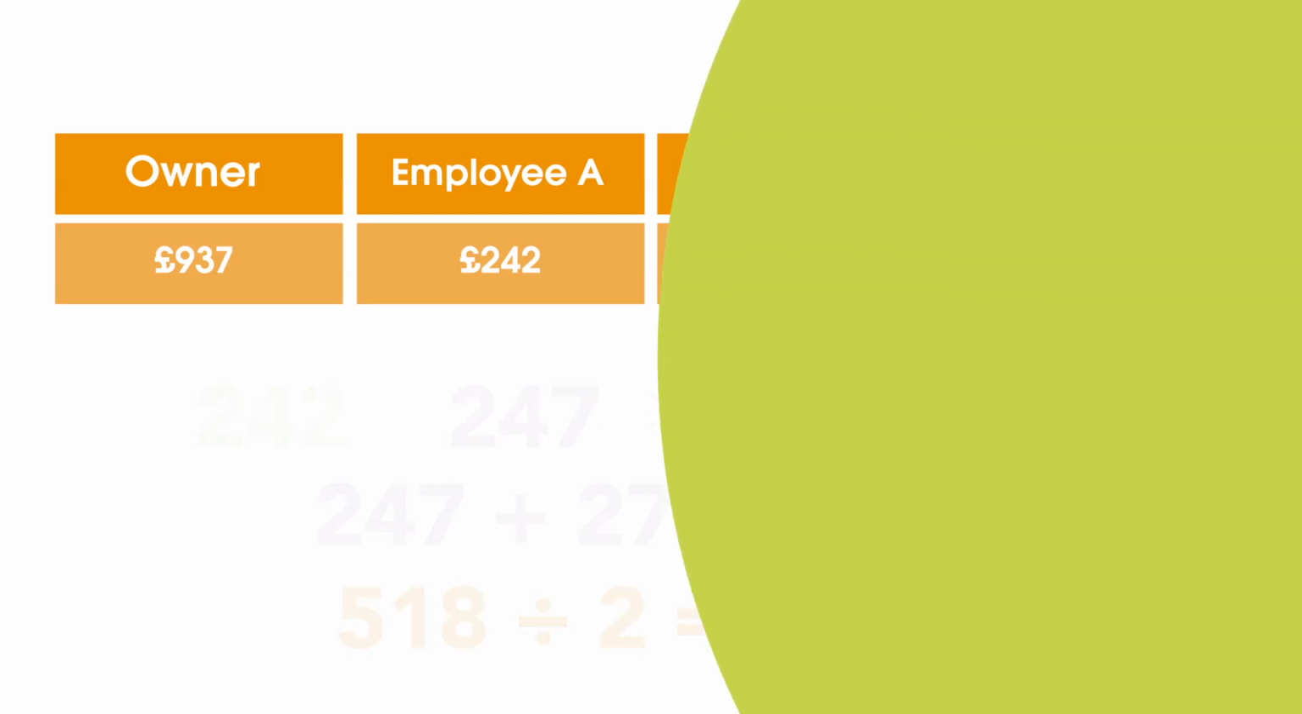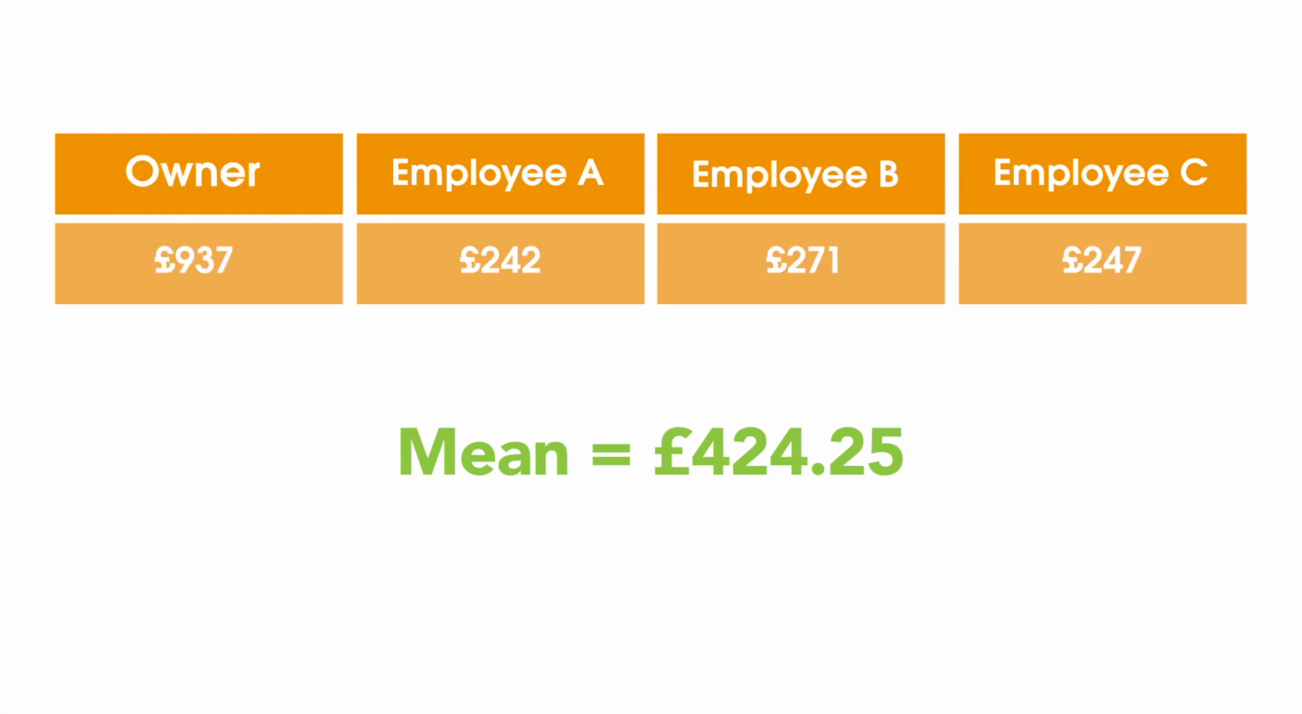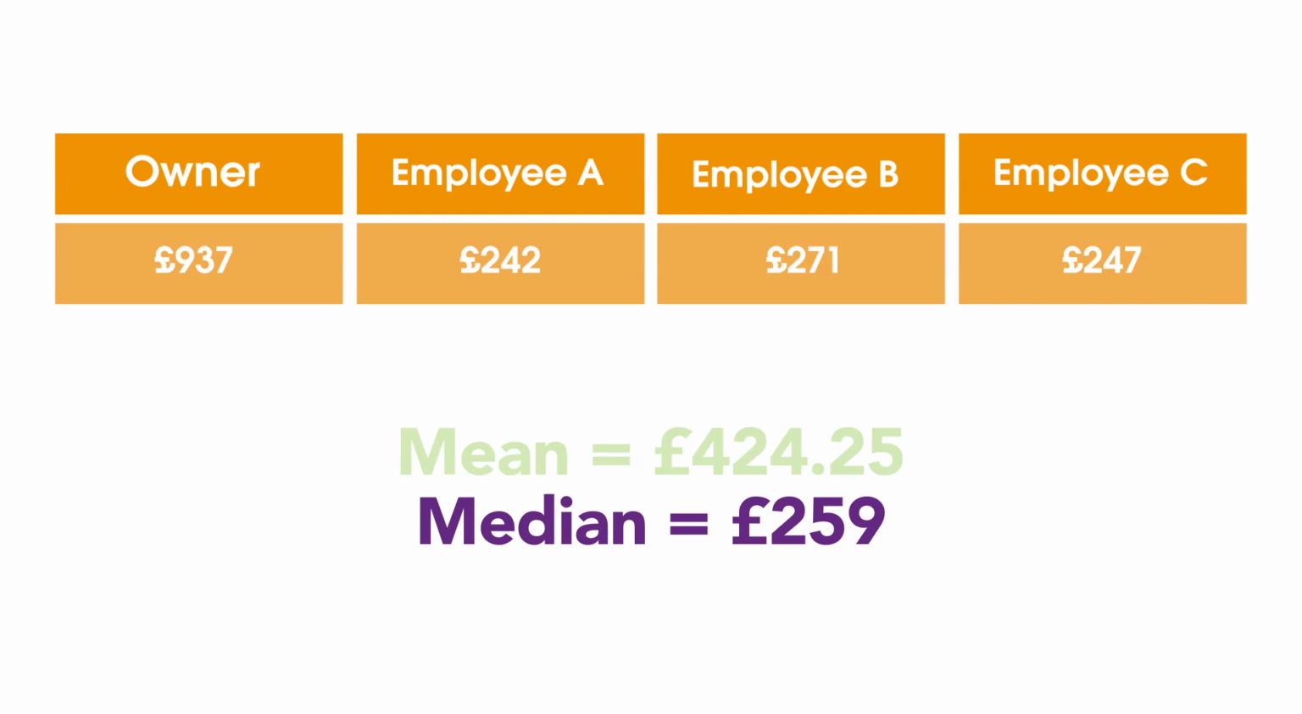So we have the mean £424.25 and the median £259. Looking at the table, we can see that the median, £259, reflects the average wage of the majority of the workers. The owner's wage distorts the mean and makes it much higher.